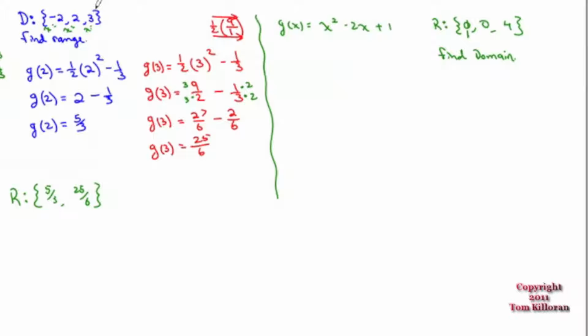All right, the second question is, well, what do the range values represent? y. So these are y equals 1, y equals 0, y equals 4. I have a problem. Where's the y?